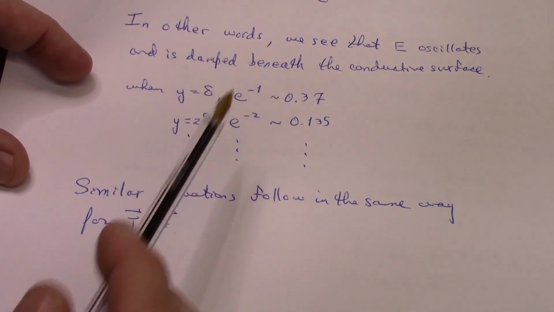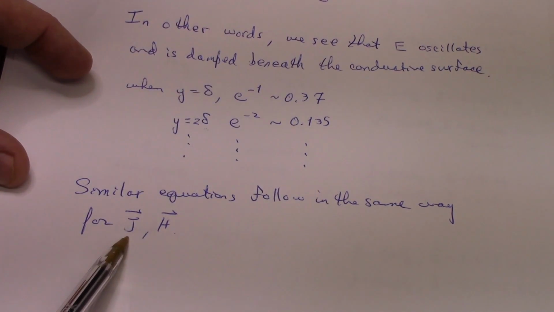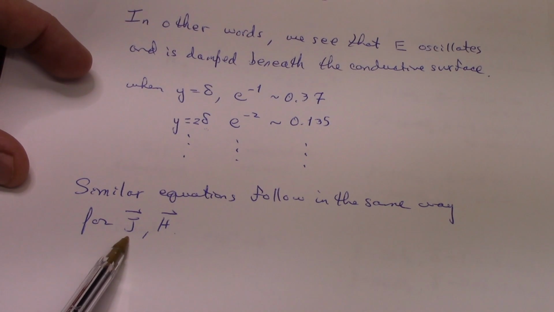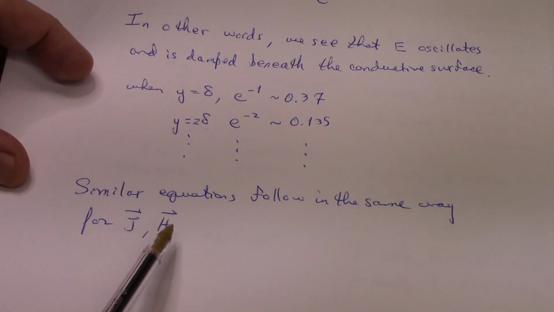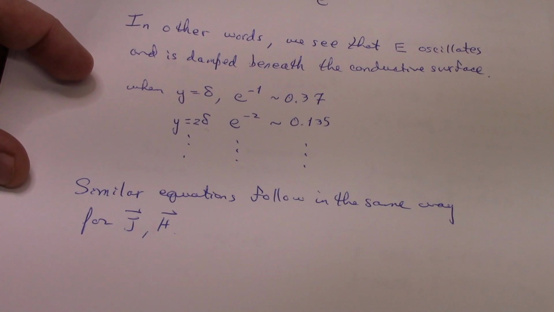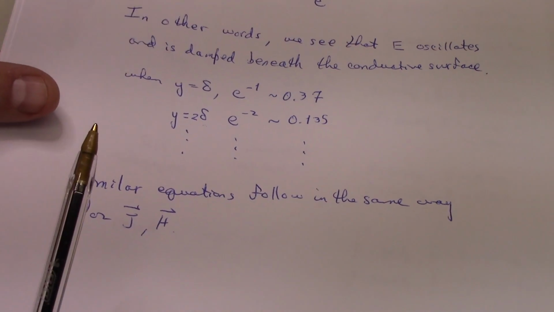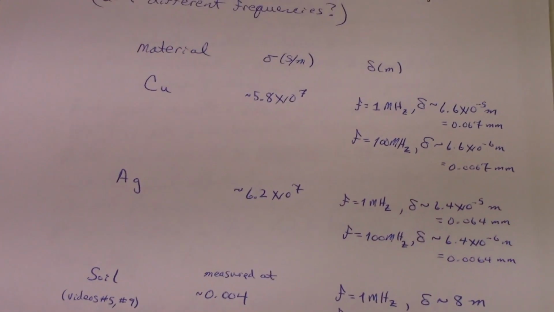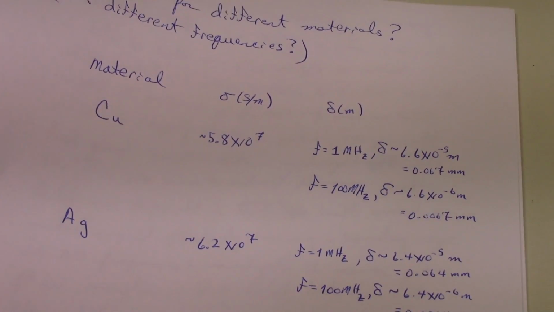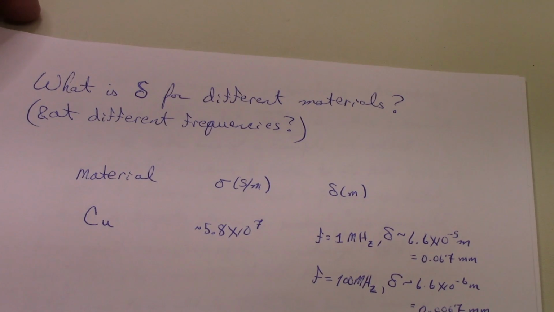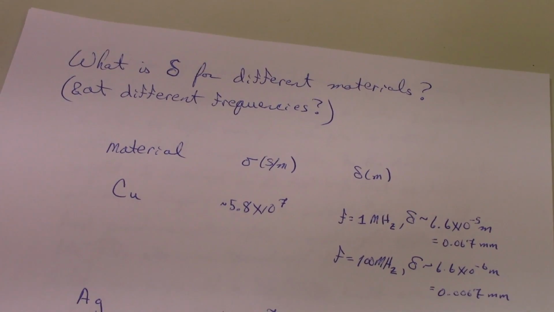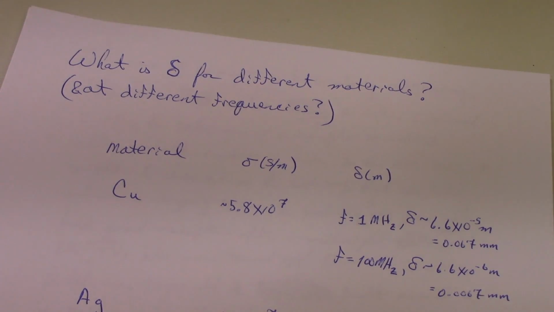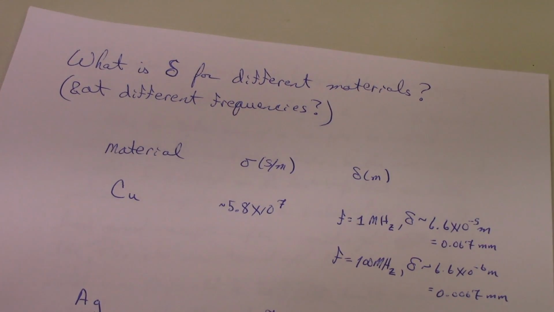Well, now that we have E, you can see immediately that you have the very similar expression for J, and you can do similar calculations to arrive at similar results for the magnetic fields as well. So now to kind of the fun part of this, which is what is the skin depth for different materials that we're interested in when we experiment with radio, and at some relevant frequencies.